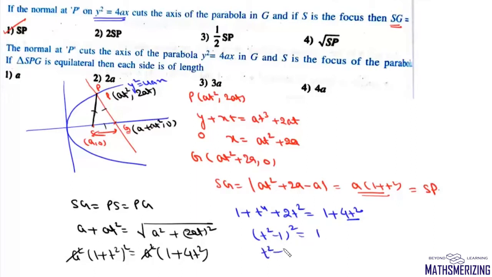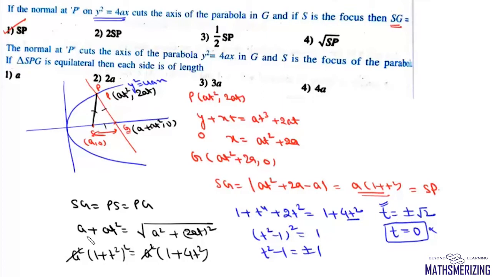So it will be t squared minus 1 equals plus 1 or minus 1. So if we take plus 1, then we get the value of t as plus or minus root 2, and if we take minus 1, then the value of t will be 0. If t is 0, it won't form a triangle. So that means the value of t should be plus or minus root 2.